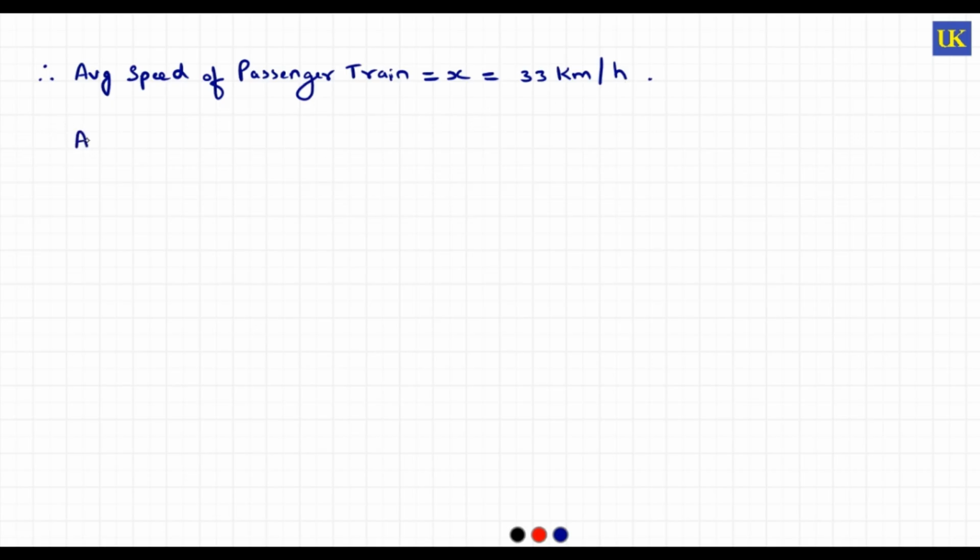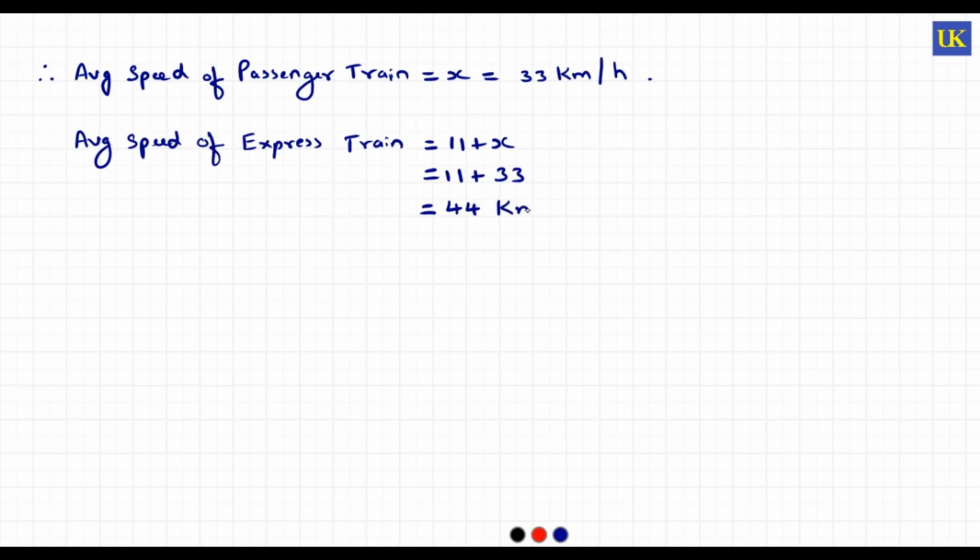and average speed of express train, which we took as 11 plus x, is 11 plus 33 is 44, 44 kilometers per hour. So this is our final answer, guys.